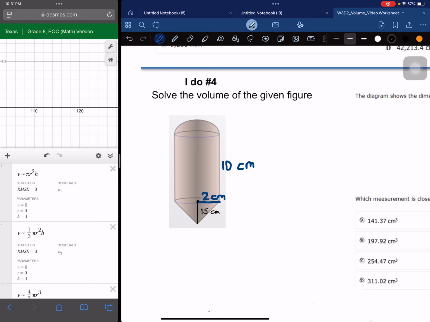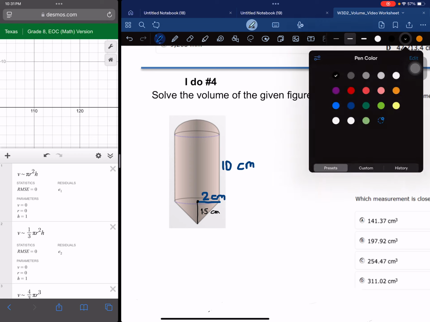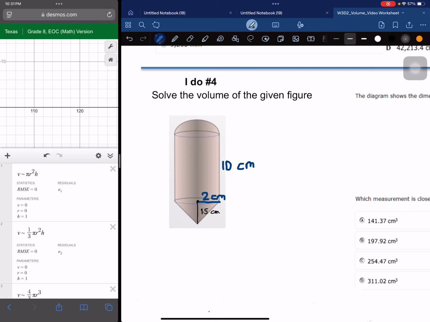For item number 4, solve the volume of the given figure. Right away, I notice that the given figure has three solid figures combined together. We have the hemisphere, we have the cylinder, and of course, we have the cone.